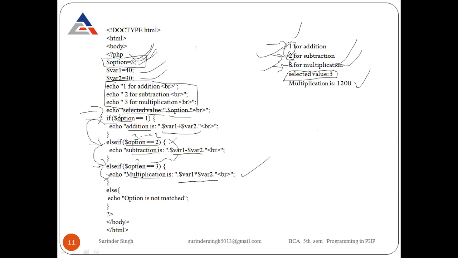Consider another case. If we have 4 in the option variable, then what will happen? First we compare it here. 4 equal 1, condition is false. Control will move to the next else if block. 4 equal to 2, condition is false. Clear? Now control moves to the next else if. It checks option equal to 3, condition is false. So we have defined 3 conditions, but all the conditions are found false.